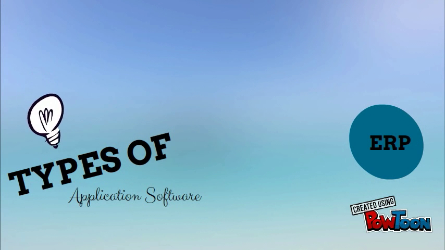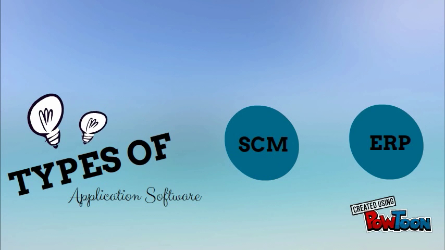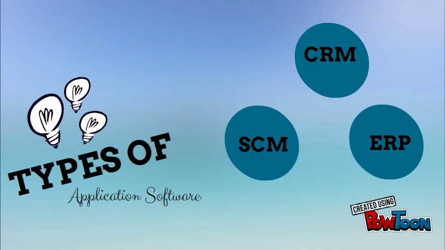ERP, Enterprise Resource Planning, plans the financial resources of a company. SCM, Supply Chain Management. It collaborates between ERP and CRM. CRM, Customer Relationship Management, anything related to marketing of a company.